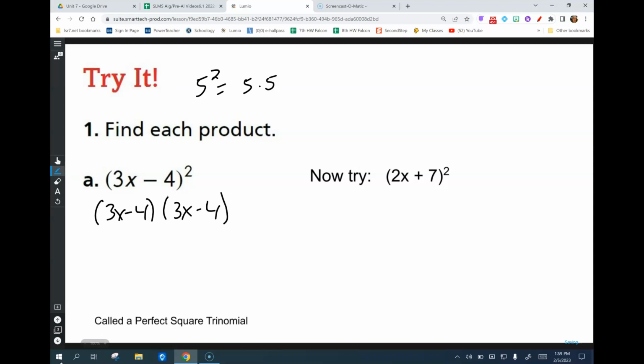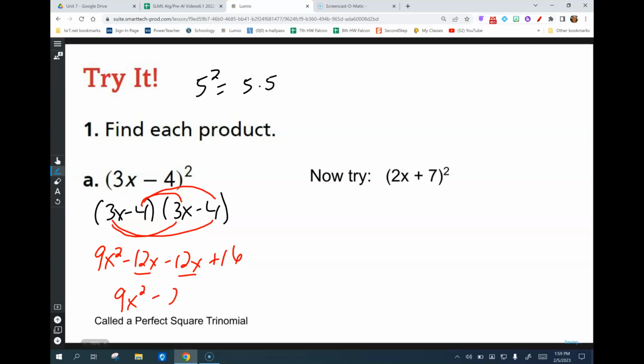Now, we learned in lesson 2 how to multiply this. FOIL, distribute twice, use the table. So I'm going to multiply 3x times 3x and get 9x squared. 3x times negative 4, I get negative 12x. Now, I'm going to multiply negative 4 times x and get a negative 12x. And multiply negative 4 times negative 4 and get positive 16. When I combine like terms, I get 9x squared minus 24x plus 16.